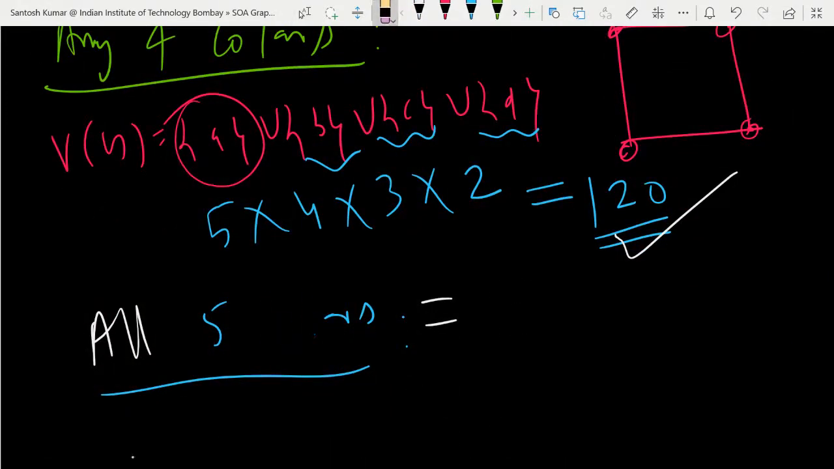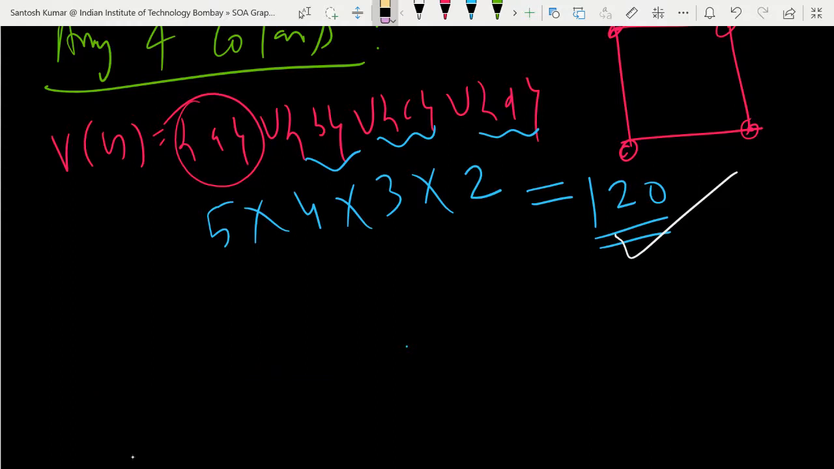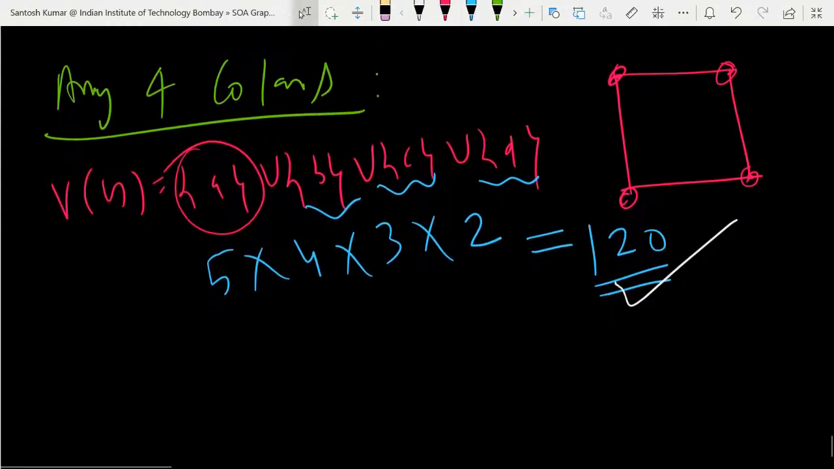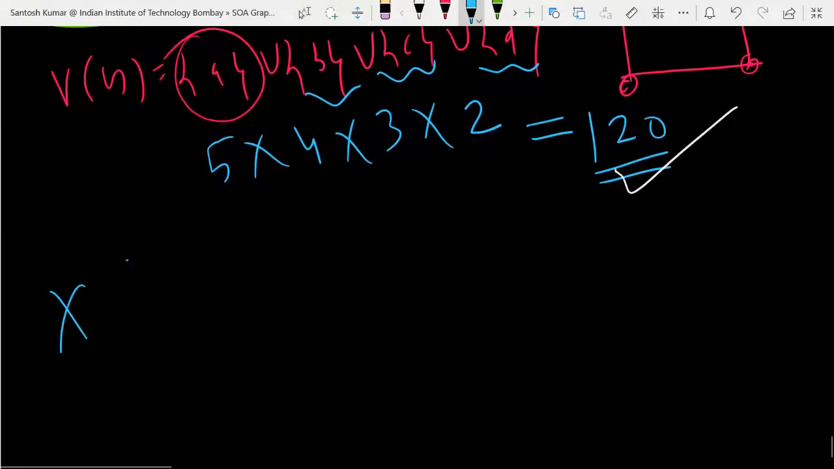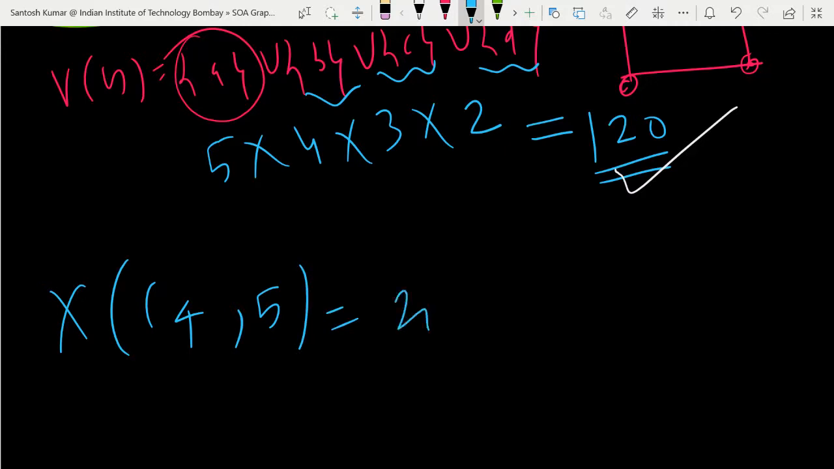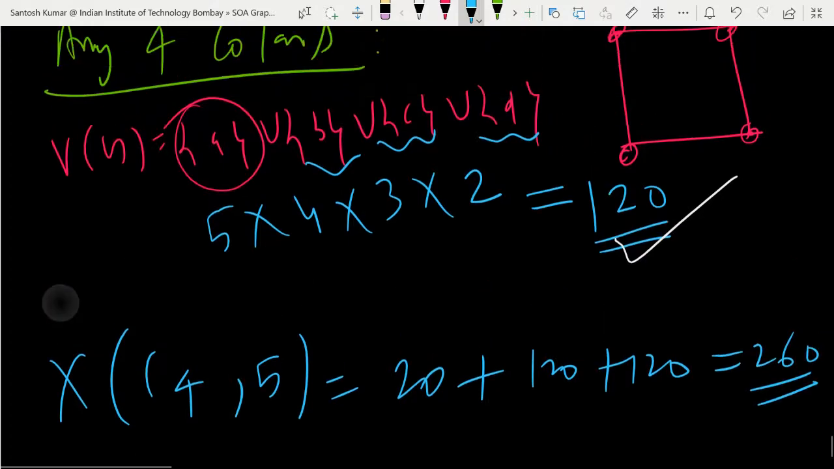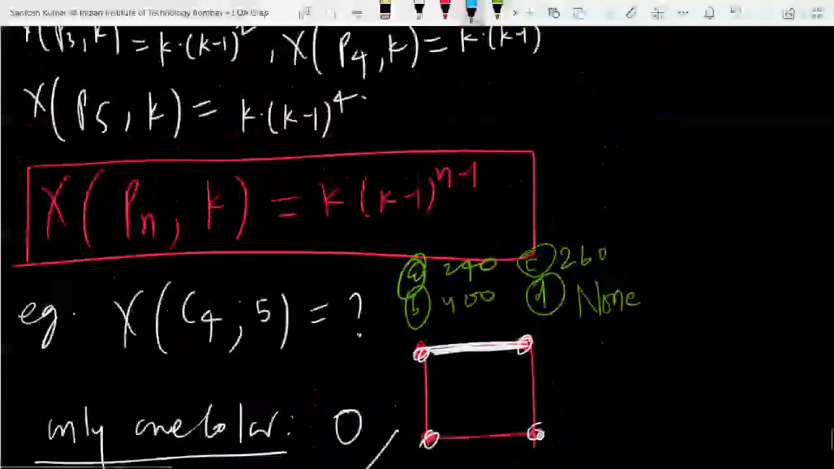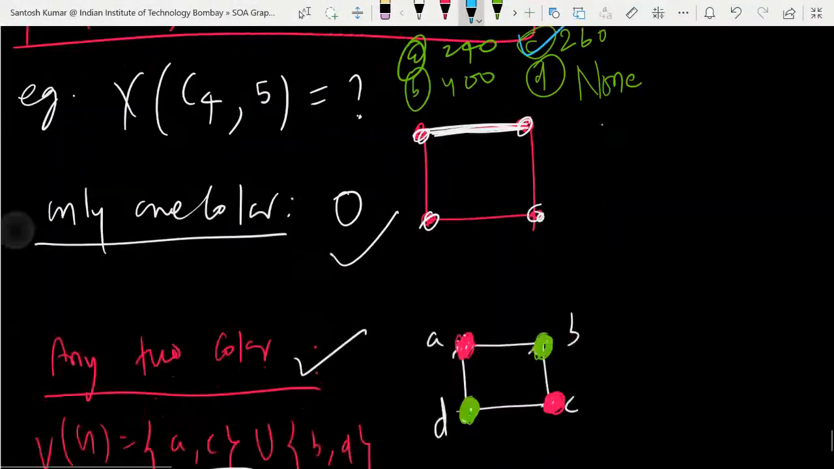Actually this is the infeasible case. We have 4 vertices only, so why will I think of coloring with 5 colors? So the number of proper colorings of C4 using 5 colors, I get is 20 plus 120 plus 120, and this is 260. Those who know the formula, you can just replace K by 5.